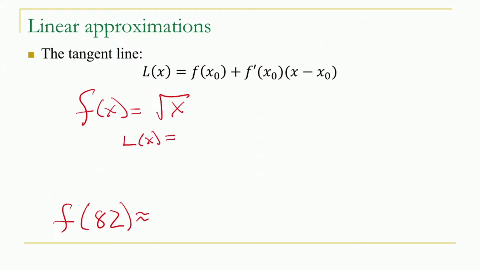And what I'm going to do is use f of 81 plus f prime of 81 times (x minus 81). And the reason why I'm using 81 for my linear approximation is because I know the square root of 81. You know the square root of 81 because in my fantasy, you would have just in unison said 9 when I asked you what the square root of 81 is.